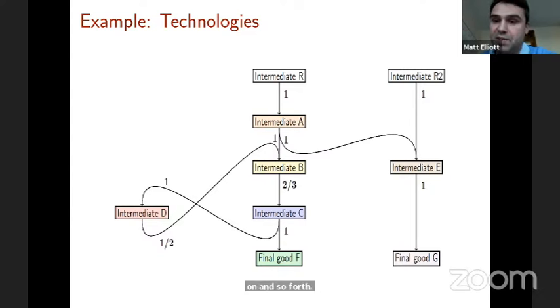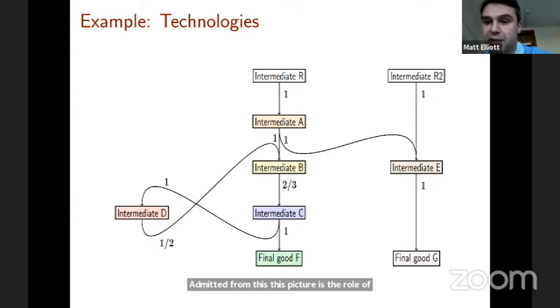Omitted from this picture is the role of labor. So we're going to assume that every technology uses a positive amount of labor, but to avoid the picture looking too cluttered, I've taken labor out as an input in this picture.